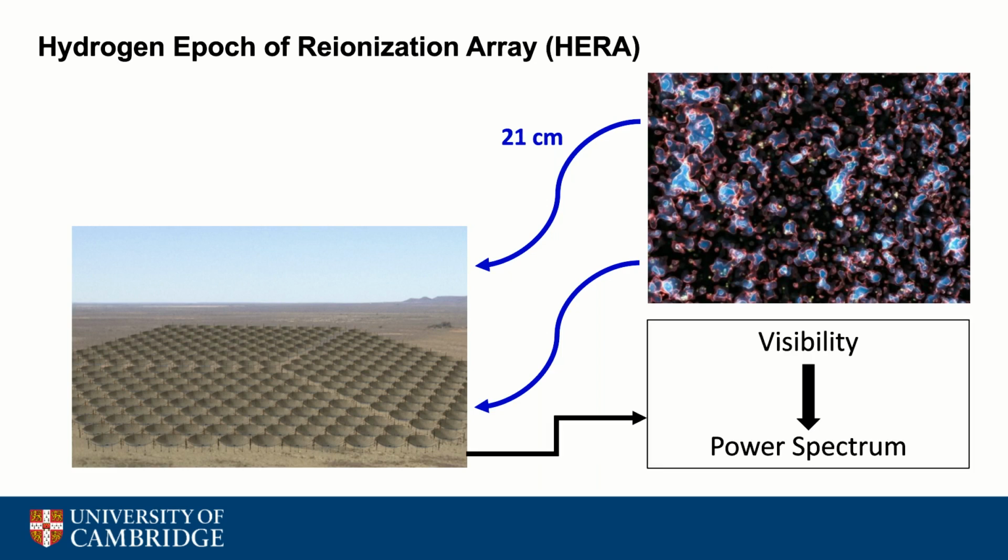The most intuitive way of doing that is using visibilities. These are the most fundamental quantities of radio interferometry, and the reason is that visibilities are essentially Fourier modes of the sky, and therefore they map nicely to the power spectrum.